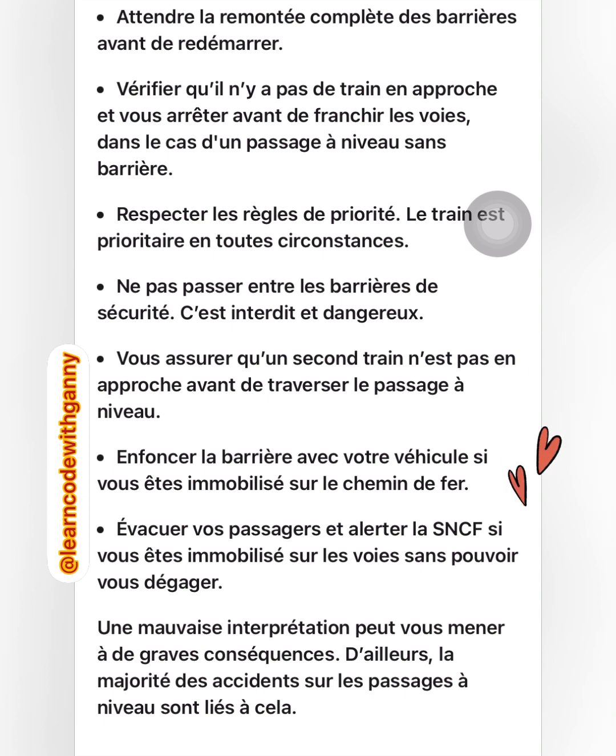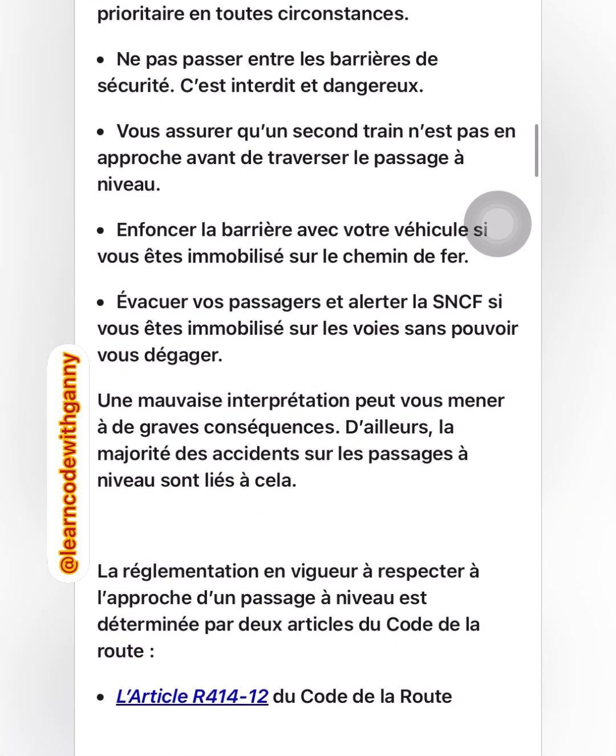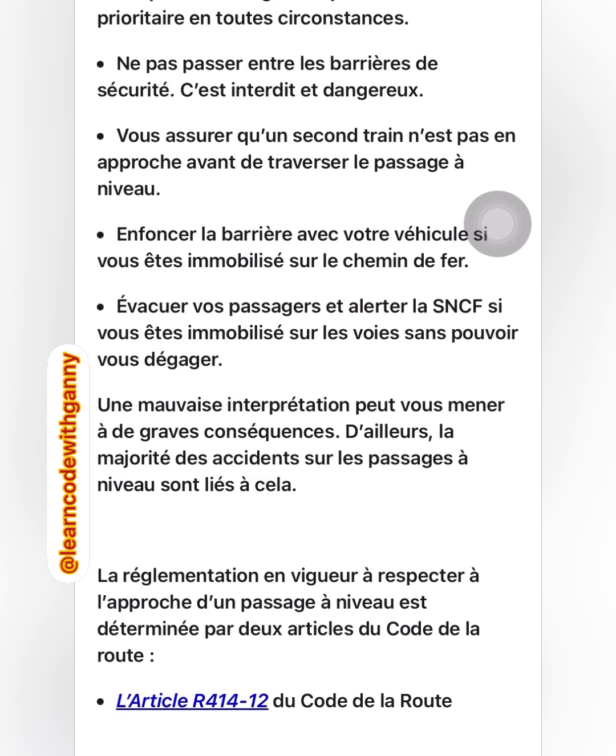Push the barrier with your vehicle if you are immobilized on the track. That is, break the barrier if you see that you are stuck in the middle and a train is coming. Break it. That is what that is talking about. Evacuate your passengers and alert the SNCF if you are immobilized on the track without being able to clear yourself. In case you are stuck in the middle of that place, make sure you alert the SNCF about what has happened, the situation at hand.